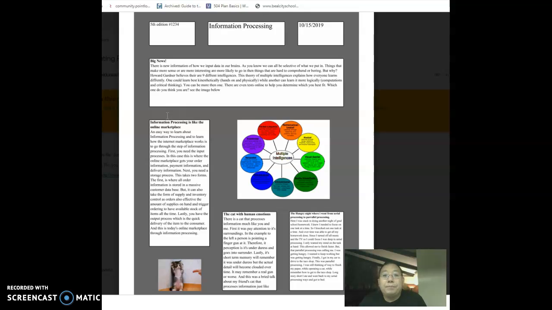So information processing was really, really interesting, and I really got a lot out of this. It's interesting how everyone processes information, or I guess learns, differently. It's really great that no two people learn the exact same way, and I think that's a really good thing to know and learn as we move forward in our careers as teachers.